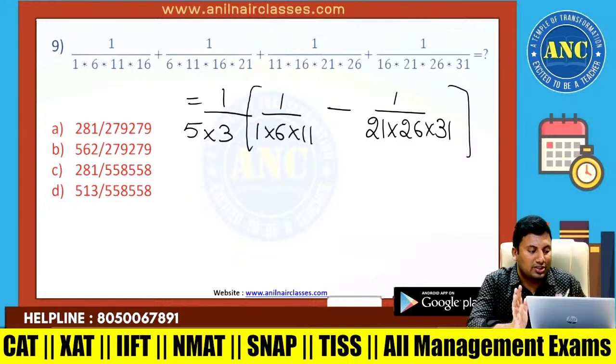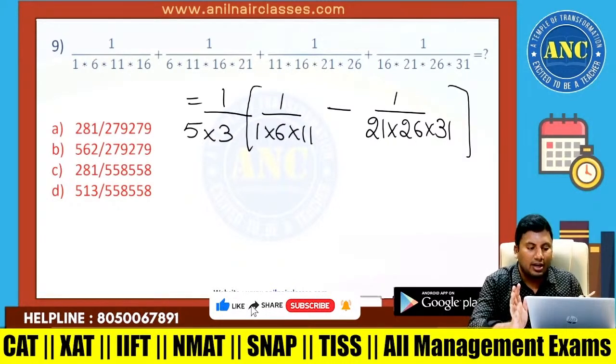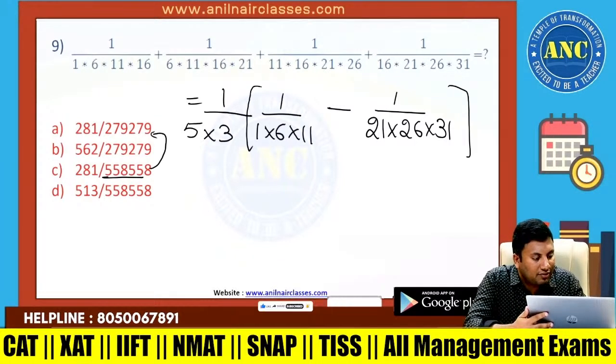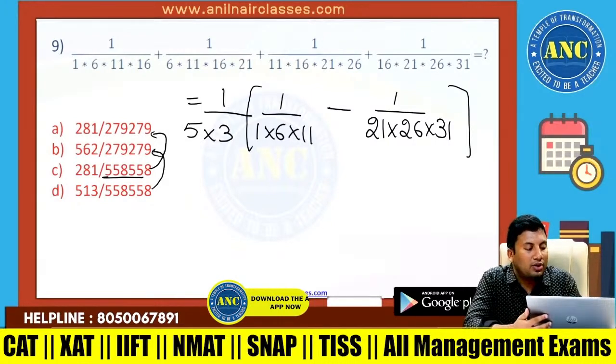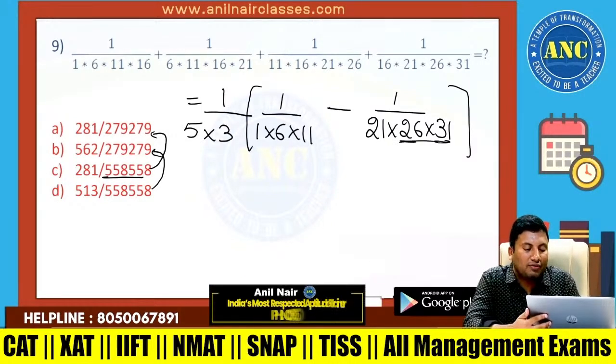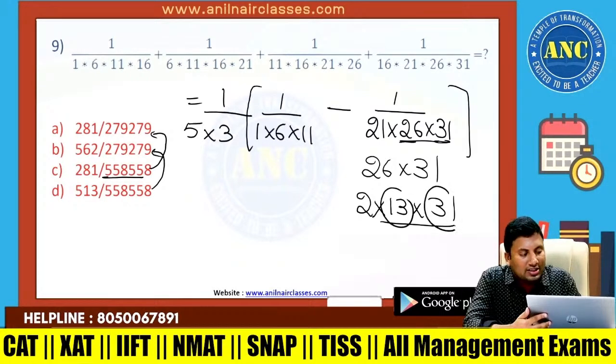Most of the students will find it a little complex to do this calculation. So what we'll do is, this is nothing but a multiple of this number, and this is nothing but a multiple of this number. Otherwise, I would have used the divisibility rule of this number. 26 into 31. Now see here, 26 is nothing but 2 into 13 into 31. So 13, what is 13?